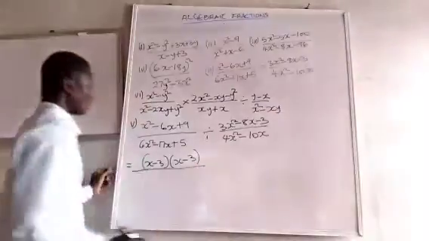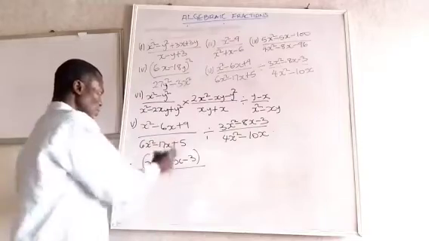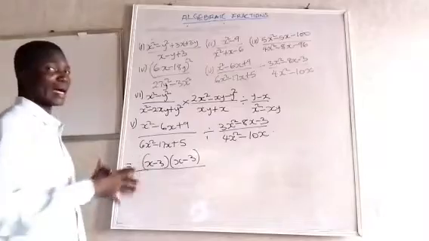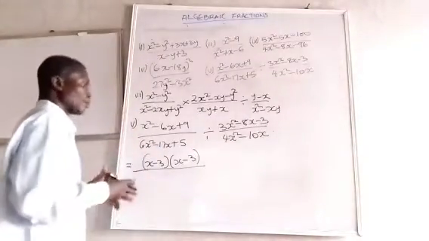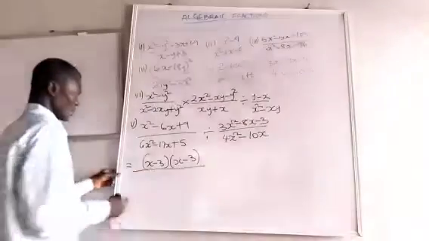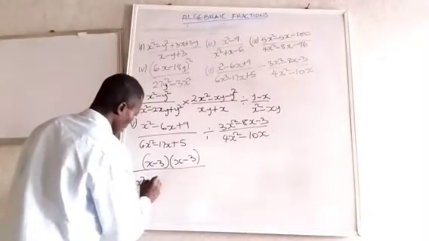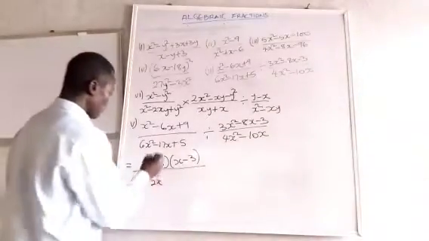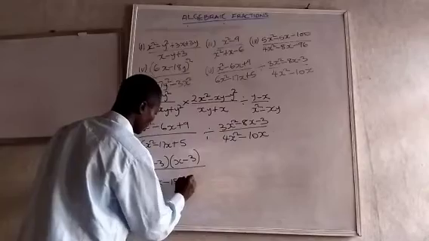Now look at this one. We have 6x squared minus 17x plus 5. Let's see, what two numbers, if we add, will give us minus 17, and when we multiply, will give us 30? That is 15 and 2. So we have 6x squared minus 2x minus 15x plus 5.